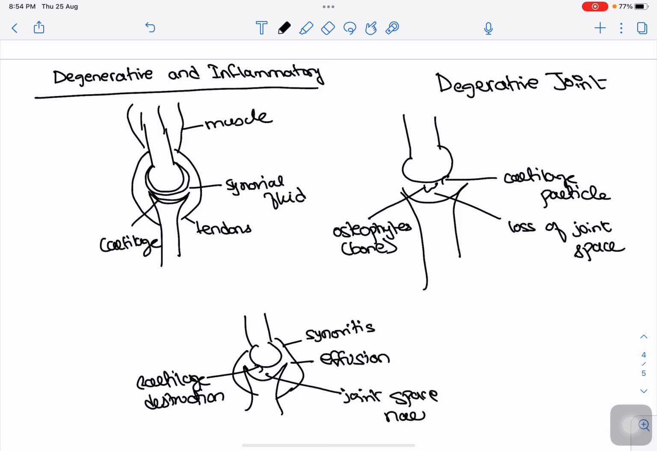narrowing. So in the previous picture we saw that there was loss of joint space, but in this picture we can see that there is joint space narrowing. Along with that there is also an effusion. Effusion is an excess of synovial fluid which leads to swelling. So this is basically an idea of an inflammatory joint. An inflammatory joint would definitely have inflammatory markers raised, which includes ESR and CRP.